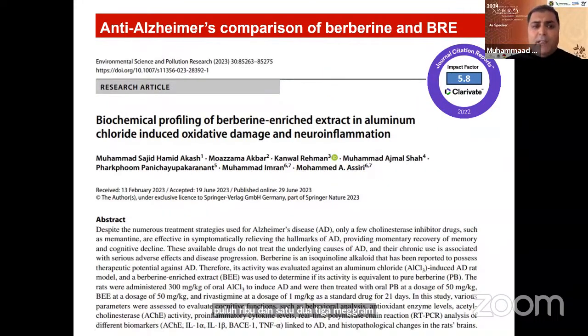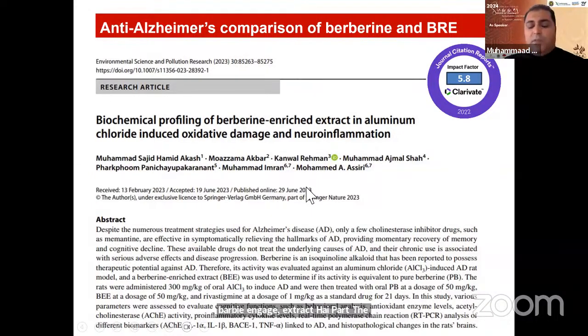This is another article. In this study, one of my master's students did this work, and we reported that the berberine-rich extract has a similar or bioequivalent effect to the pure berberine, which is available commercially, for its anti-Alzheimer effect. So this study showed the therapeutic activity of berberine-rich extract for use in Alzheimer's.